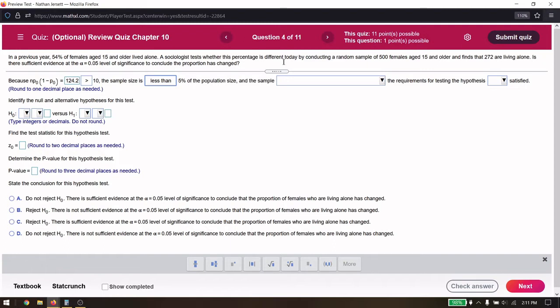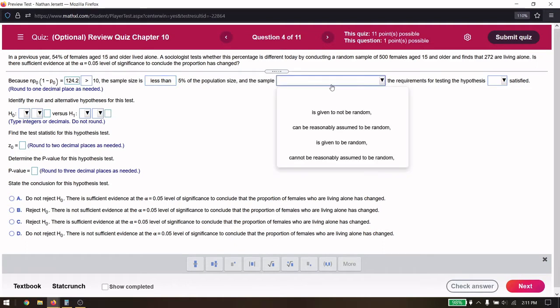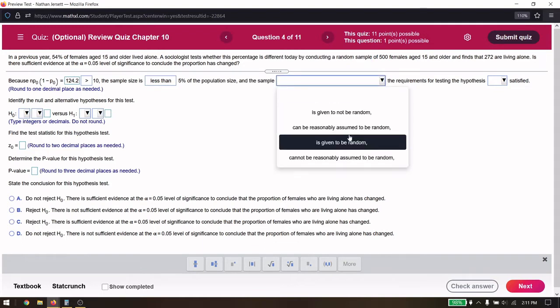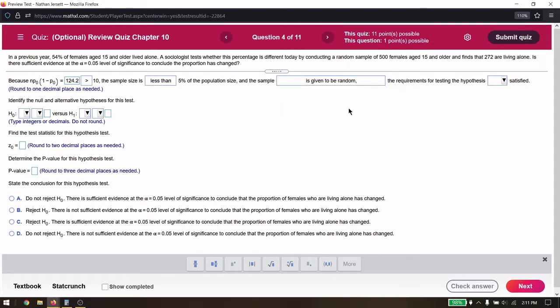Okay, the sample, does it say anything about random? Yeah, conducting a random sample. So it is given to be random. And that means we can use hypothesis testing. They have satisfied the requirements. Okay, now we can set it up.